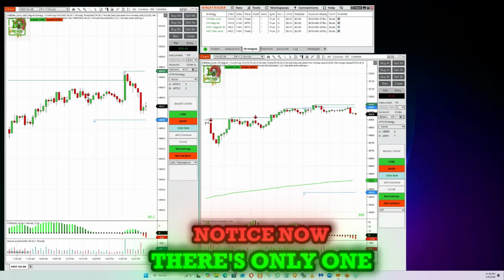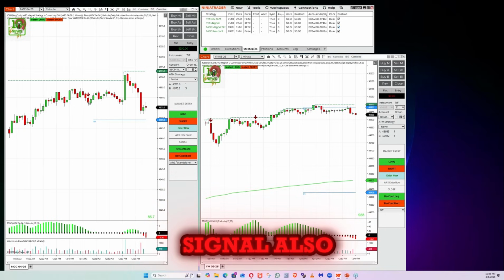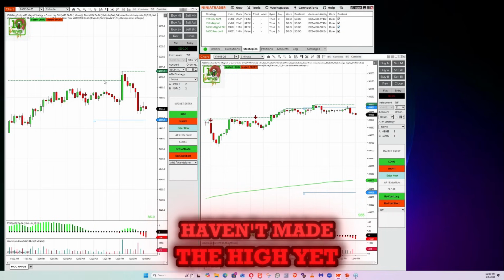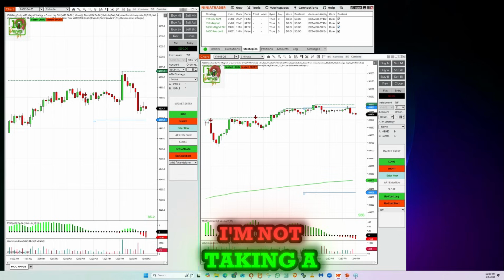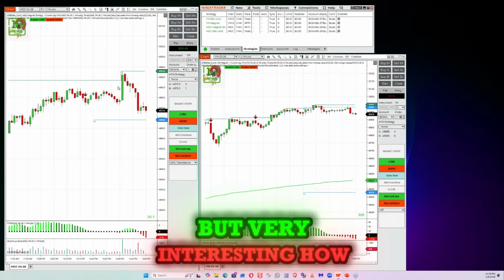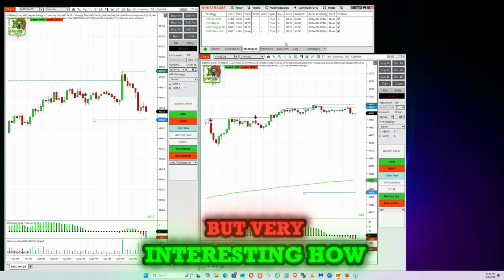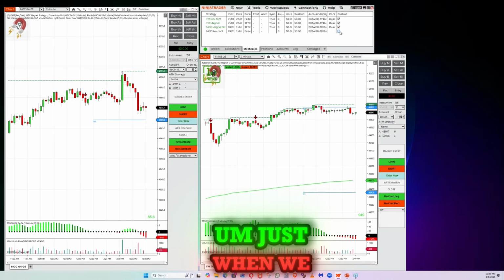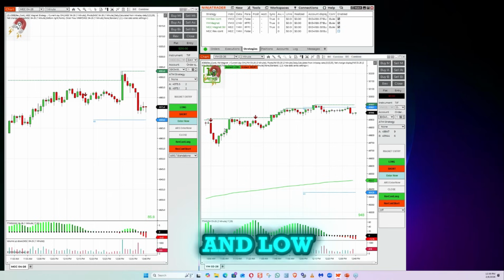Notice now there's only 1 signal. Also, you're not going to take that signal. That's a signal where we haven't made the high yet. I'm not taking a short signal when I have not made that high yet. But very interesting how we did get that other signal just when we made a new high and low.